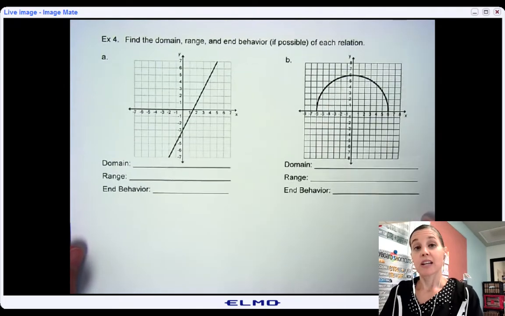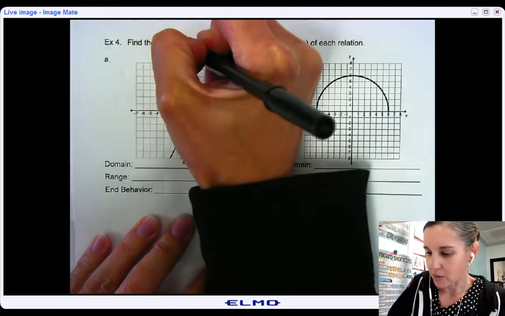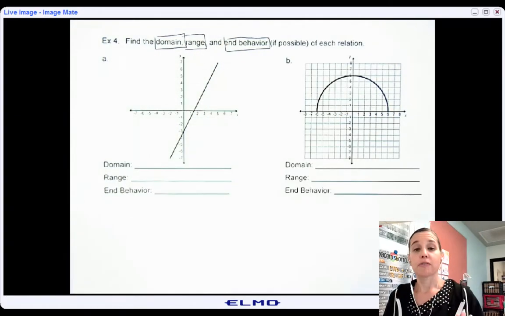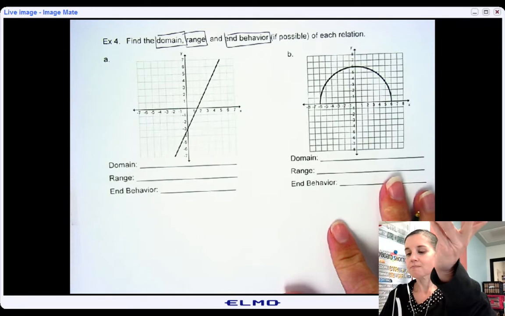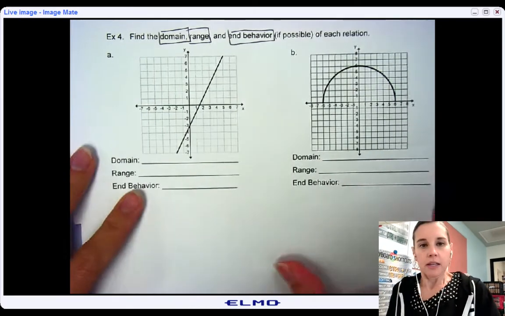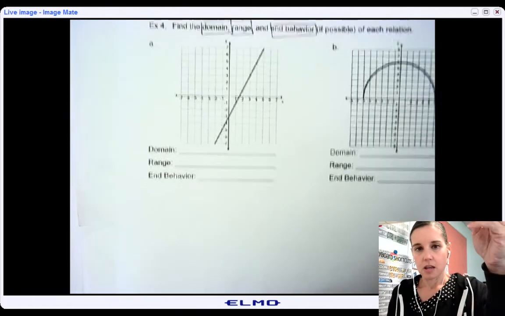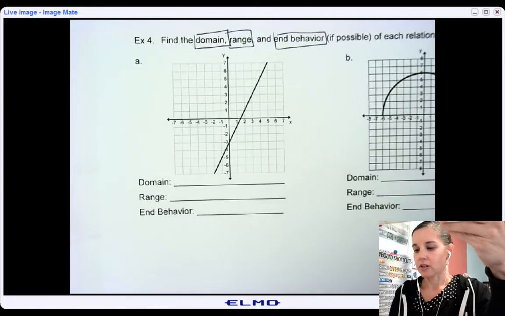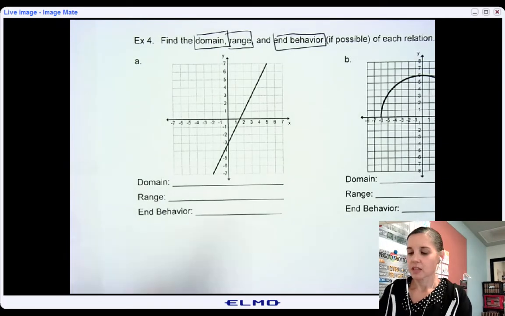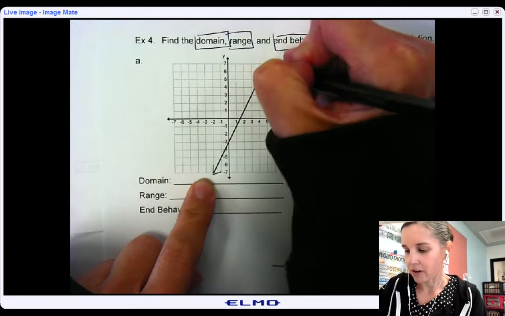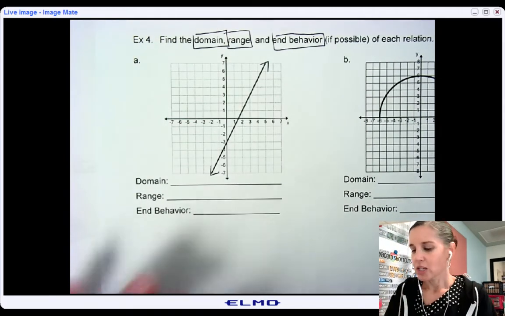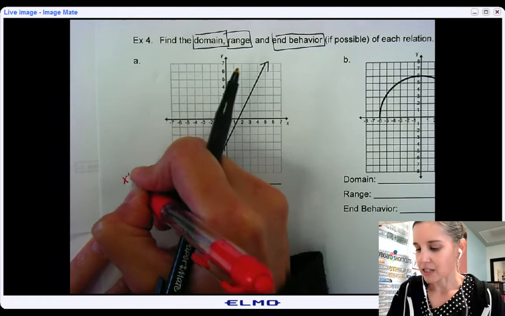All right, for our next example, they want us to find the domain, the range, and the end behaviors, if we can, of all of these relations. Let's check this out. Let me just zoom in a little bit so it's easier for you to see. If any of your graphs come to the edge, you're going to assume it goes on forever. What does domain mean? Domain are all my possible x values.